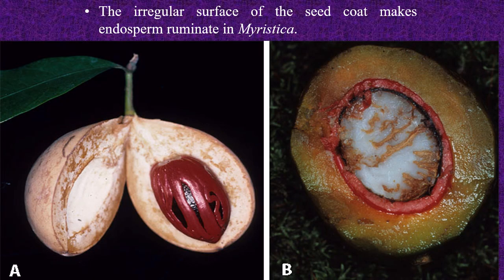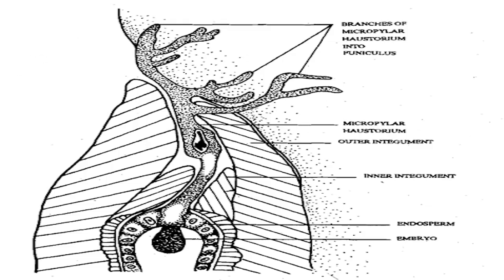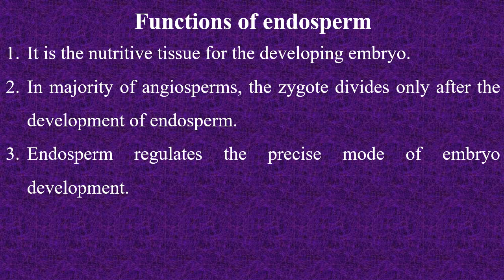The irregular surface of the seed coat makes endosperm ruminate in Myristica fragrans. This structure shows the developmental stages of the seed: the outer integument, the proembryo, the inner integument, these two lateral endosperm haustoria, and inside the nucellus area. And this is the developmental structure of haustoria.